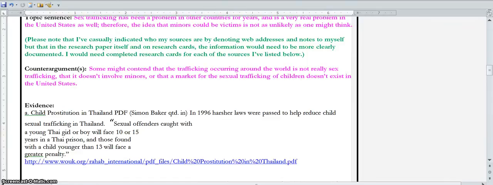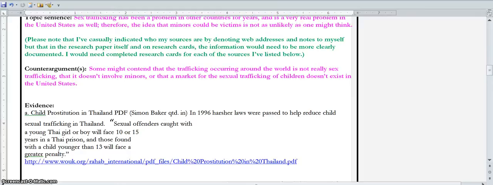When I start thinking about this point, it's hard to come up with really obvious counter arguments right off the top of my head, but I do know that some people probably believe that trafficking that does occur in the world isn't just for sexual purposes.